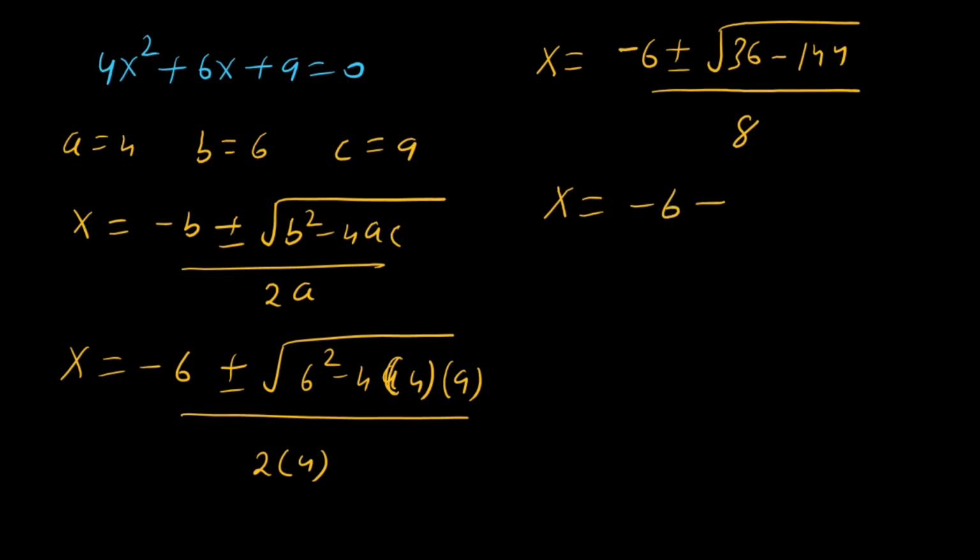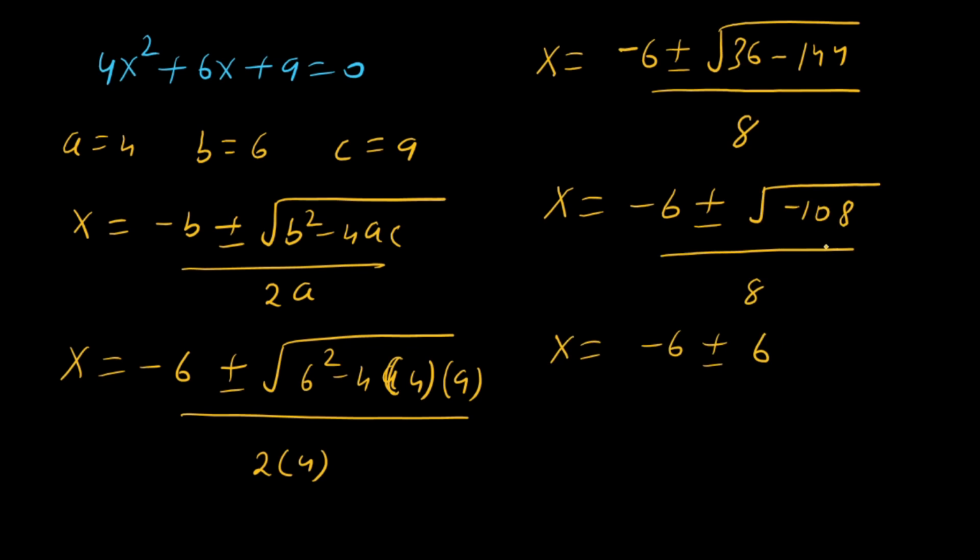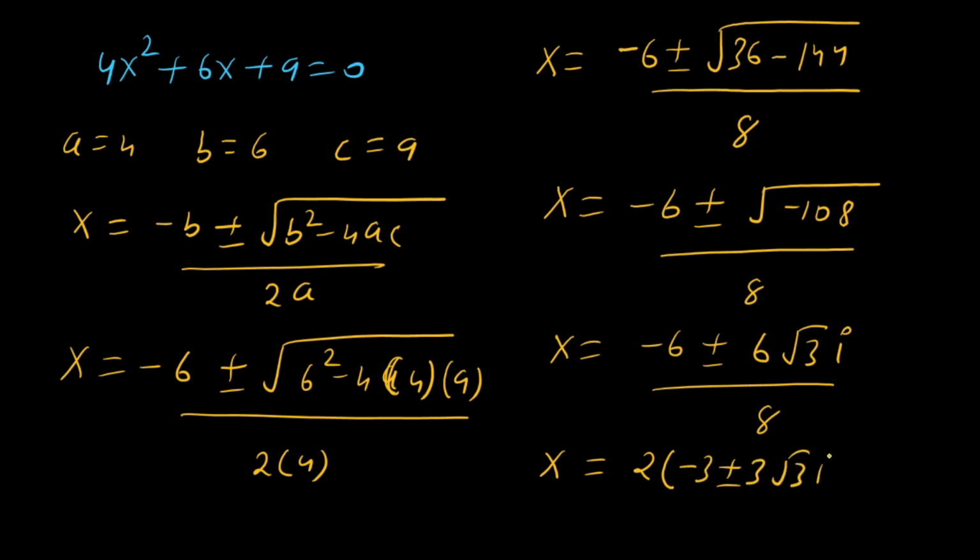This is equal to minus 6 plus minus square root of minus 108 divided by 8. Then x is equal to minus 6 plus minus 6 times square root of 3 times iota divided by 8, since square root of minus 108 is the same as 6 times square root of 3 times iota. In the numerator, if we take common 2, then x is equal to minus 3 plus minus 3 times square root of 3 times iota divided by 8. Now if we divide numerator and denominator by 2, then the value of x is minus 3 plus minus 3 times square root of 3 times iota divided by 4.